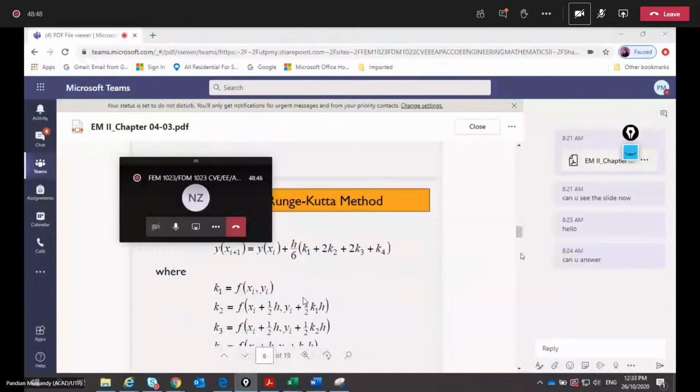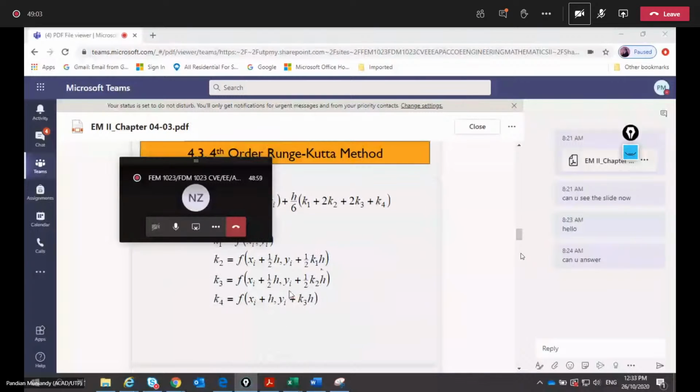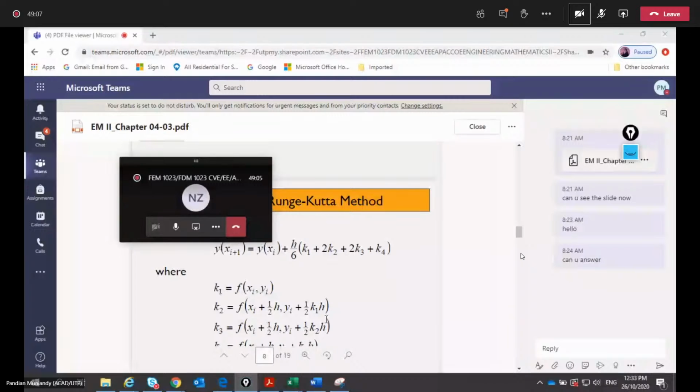K1 is f(xi, yi). I repeat again. K2 is f(xi plus half h, yi plus half k1 h). K3 is f(xi plus half h, yi plus half k2 h). K4 is f(xi plus h, yi plus k3 h). You must be familiar with this.